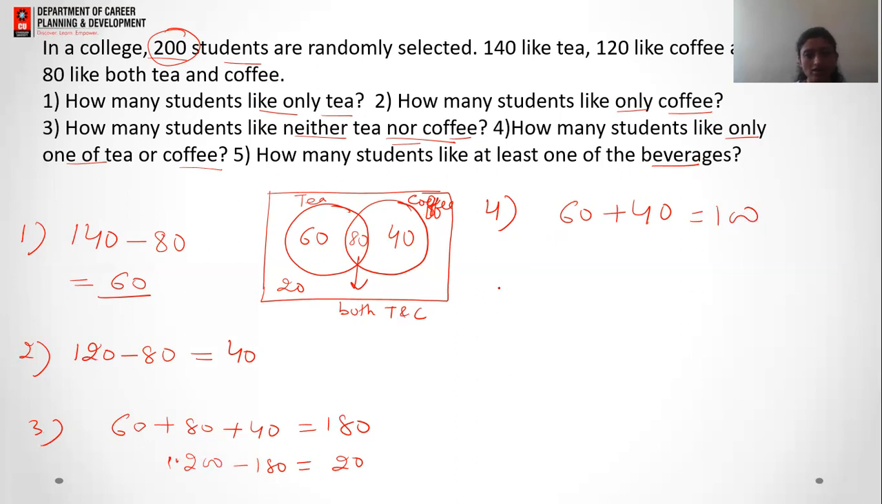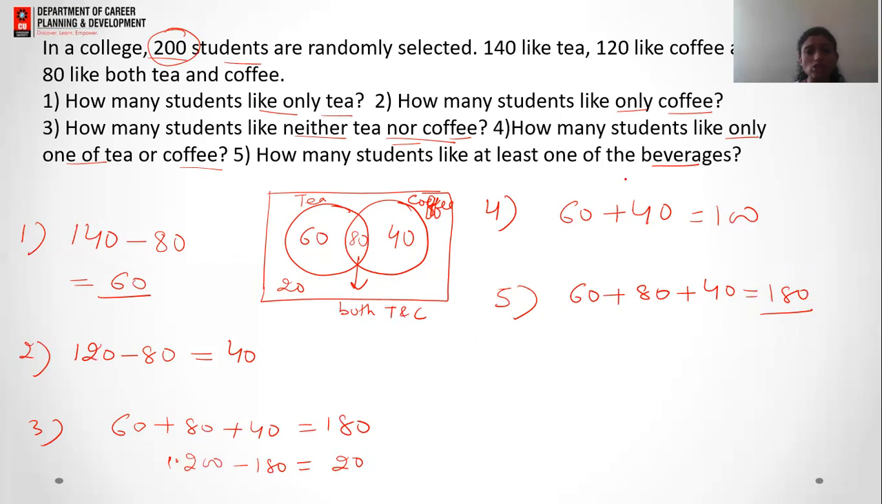The next part is how many students like at least one of the beverages. At least one means either only tea, or both, or only coffee. It means 180 students like at least one of the beverages.